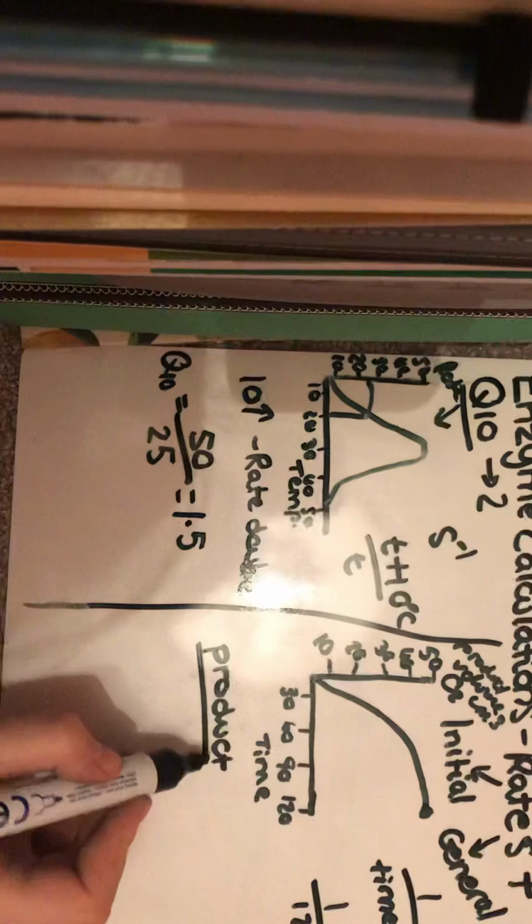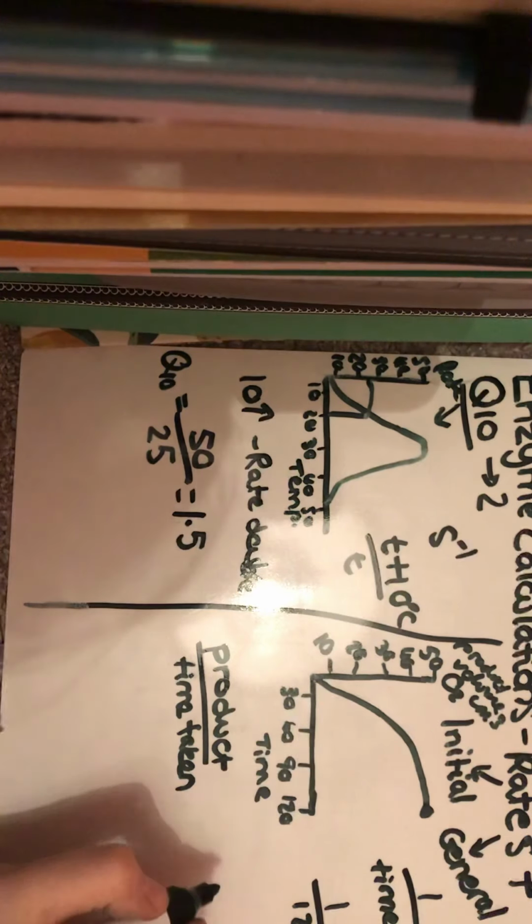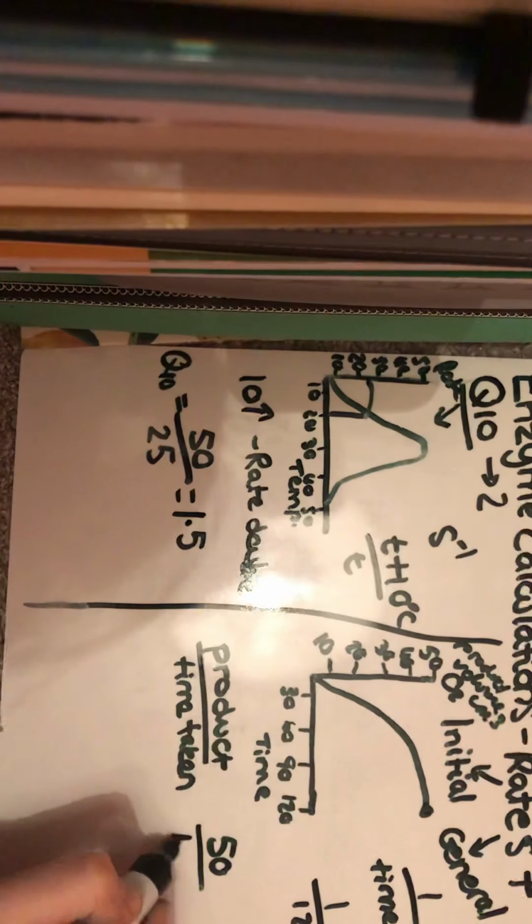And to calculate that, you would do the product divided by time taken. So this would be the product, we've got 50 centimetres cubed of oxygen produced at this endpoint here, and we've done that in 120 seconds. So the initial rate of reaction would be this, 50 over 120, whatever that might be. So you can see how obviously this is a lot quicker than the general one.